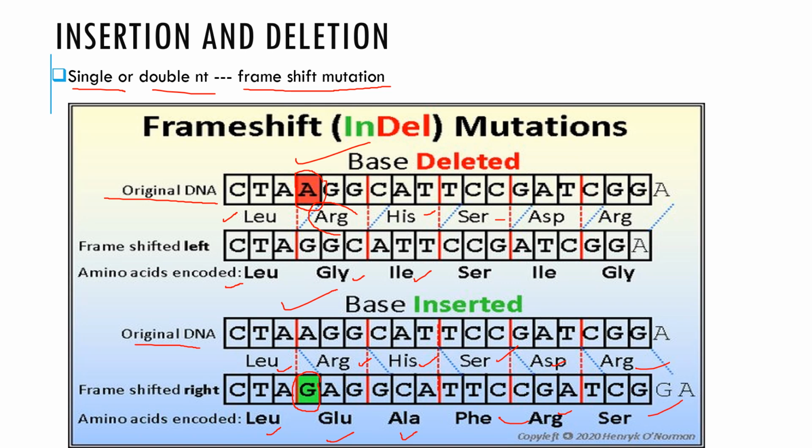So if there is an insertion or deletion of one nucleotide or a double nucleotide, it will lead to a frame shift mutation from where the nucleotide is deleted or inserted, and after that point.